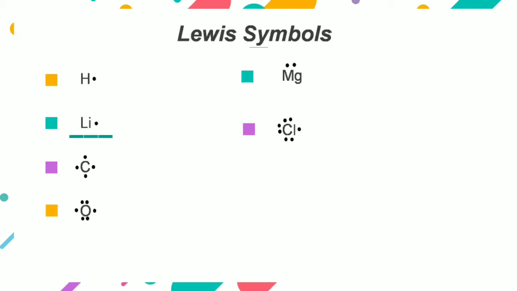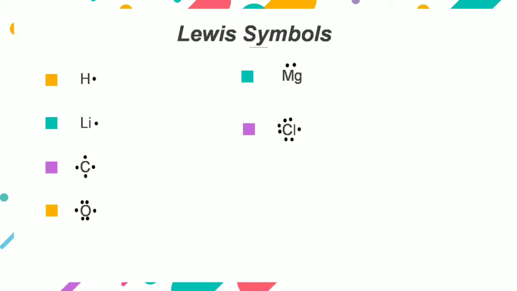Similarly, lithium has one electron in its valence shell, so its Lewis symbol is represented by placing one dot around the symbol of lithium. And carbon has 4 electrons in its valence shell, so its Lewis symbol is represented by placing 4 dots around the symbol of carbon, that is C. And the symbol of oxygen is O and it has 6 electrons in its valence shell. So to represent the Lewis symbol of oxygen, we place 6 dots around O. Likewise, magnesium has 2 electrons in its valence shell, so 2 dots are placed around Mg. And chlorine has 7 electrons in its valence shell, so 7 dots are placed around Cl.